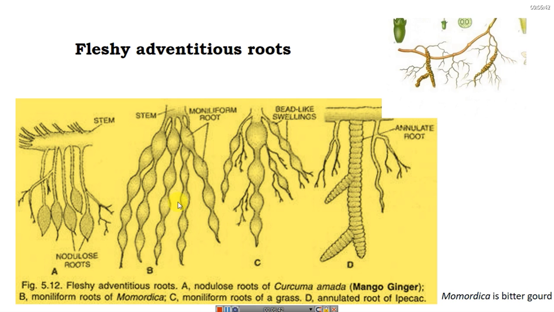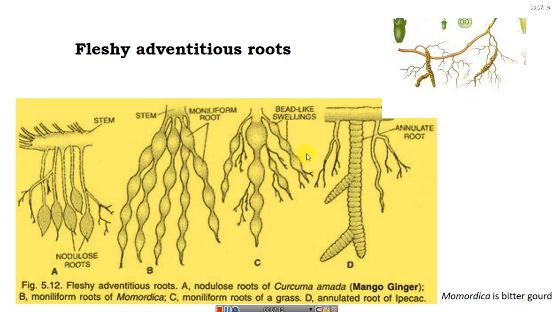Some more examples of fleshy adventitious roots. You see here it is a nodulous root of Curcuma amada, also known as mango ginger. So the horizontal underground stem gives rise to roots which bear the nodules. Okay, so these are the nodulated fleshy adventitious roots. This figure B shows you the moniliform roots of Momordica. In moniliform root, you will find some beaded structure in the root. So this is the moniliform root of the Momordica, which is bitter gourd.